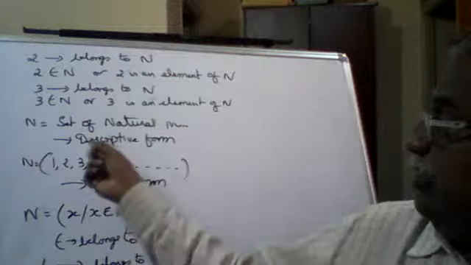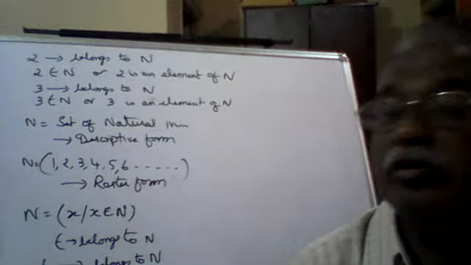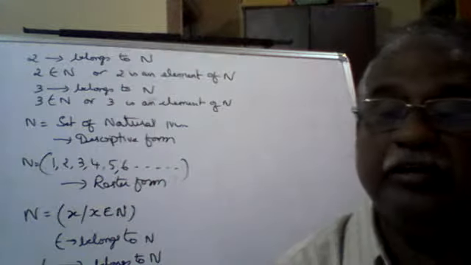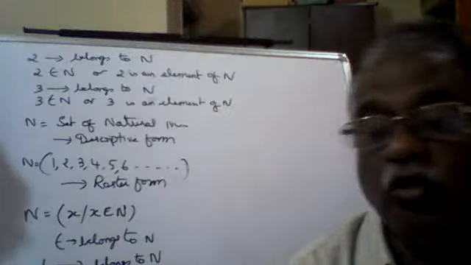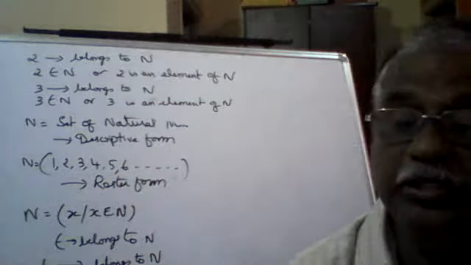The first one is called descriptive form. Set of natural numbers means we're defining it. This method is not much used now. Next one is 1, 2, 3, 4, 5, 6. This is called a roster form. Roster means an attendance. What you call attendance in school, in factories and companies they call roster at a higher level.